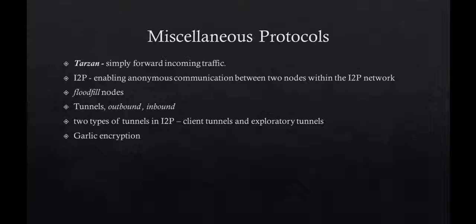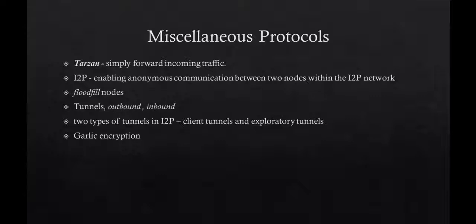Miscellaneous protocols. The applications are Tarzan and I2P. Here, I2P, I'm not sure about the abbreviation. It can be Invisible Internet Project. Okay, anyways, Tarzan nodes do not implement any mixing strategies and simply forward the incoming traffic. I2P is aimed at enabling anonymous communication between two nodes within the I2P network.